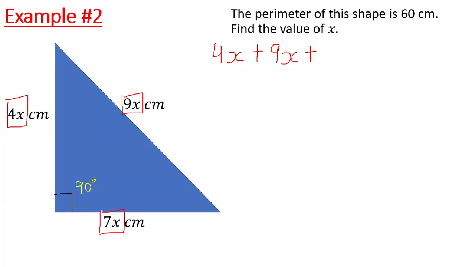Very good. That is the expression for the perimeter, because that is referencing all of the sides. We have 4x, 4x, 9x, 9x, and then 7x, 7x. They told us that the perimeter of this shape is 60 centimeters. So we could immediately put the equal sign. It's gonna be equal to 60, very good.